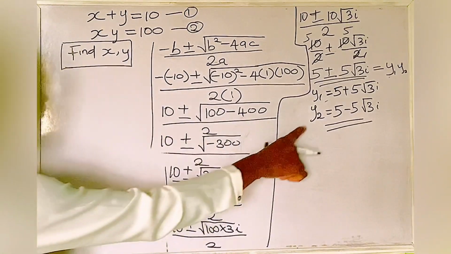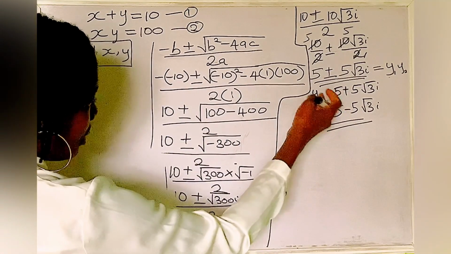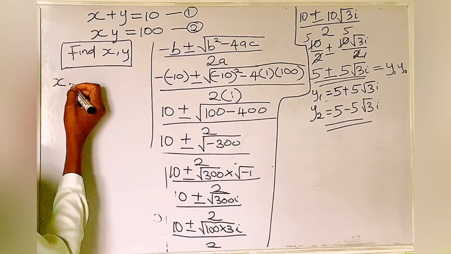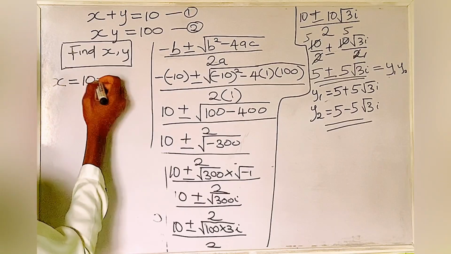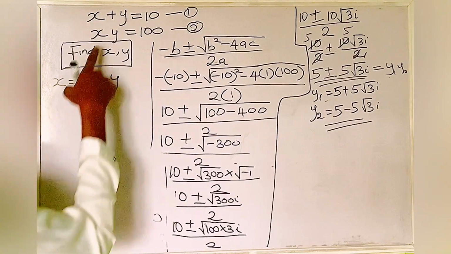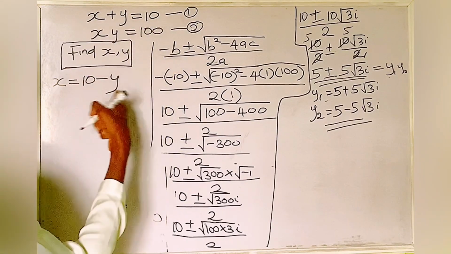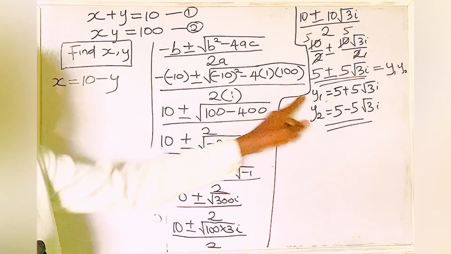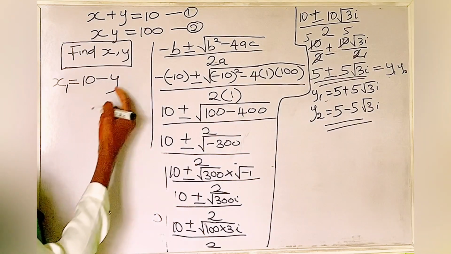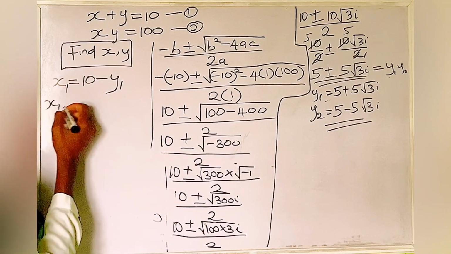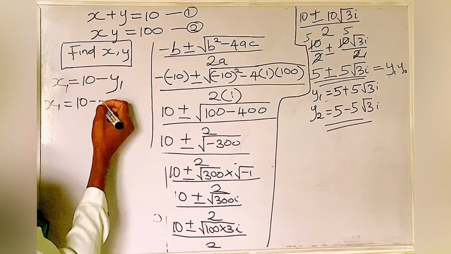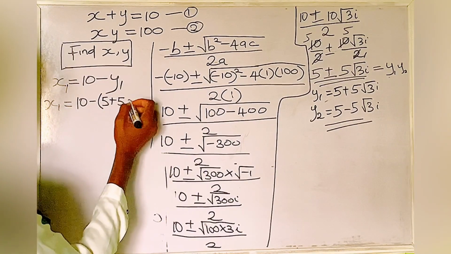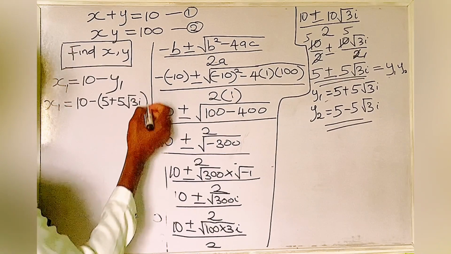Now we have that y is this and this. So let's find the value of x. So x is equal to 10 minus y. Remember, when this moves over, it becomes 10 minus y. So let's use the first one, the y1. We're looking for x1, so we'll be using y1. So x1 is equal to 10 minus the quantity 5 plus 5 root 3i.